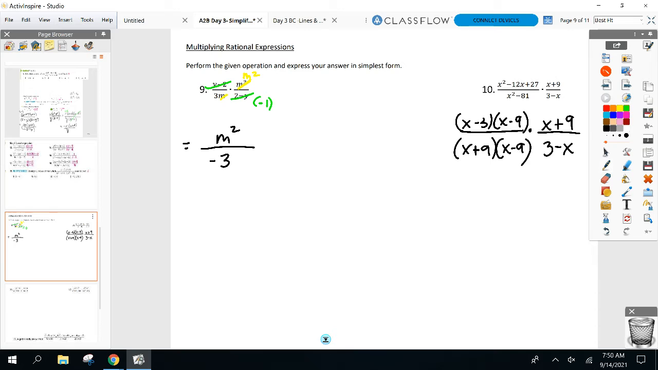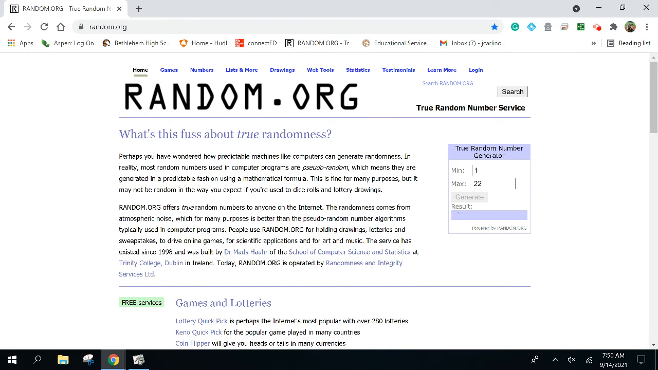Here comes the fun part. Time to cross out. Top and a bottom, please. Top and a bottom only. And they don't have to be diagonal either, as long as one's in the numerator, one's in the denominator. All right, what do you want me to cross out?